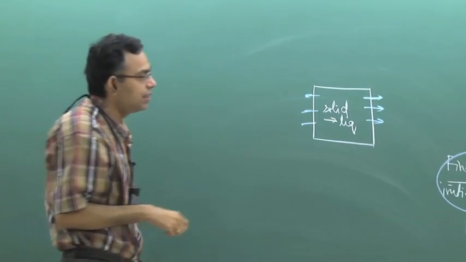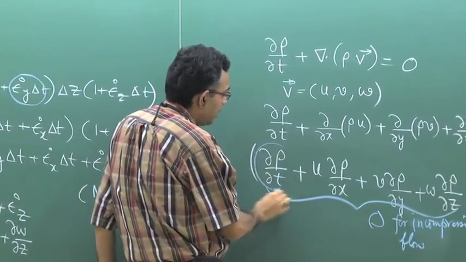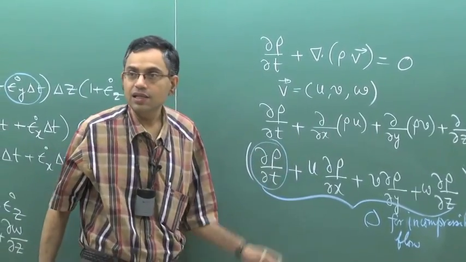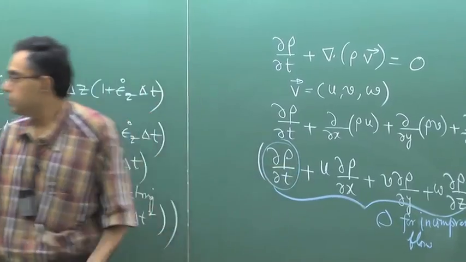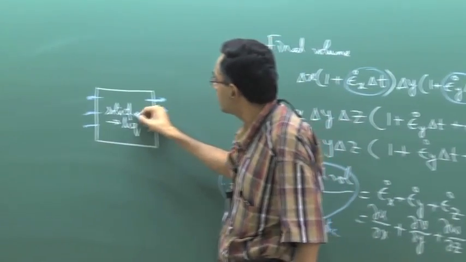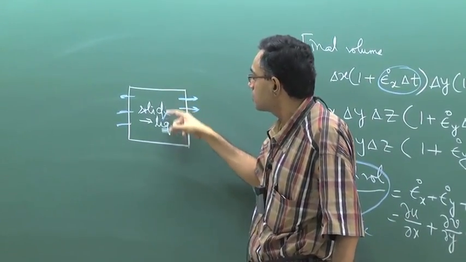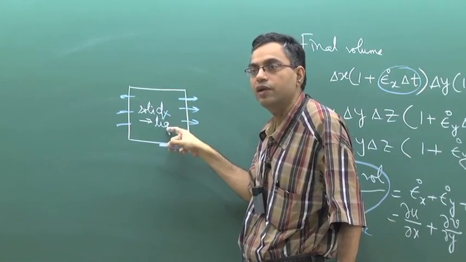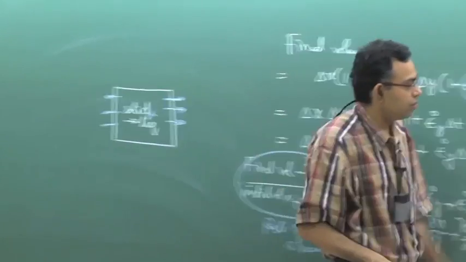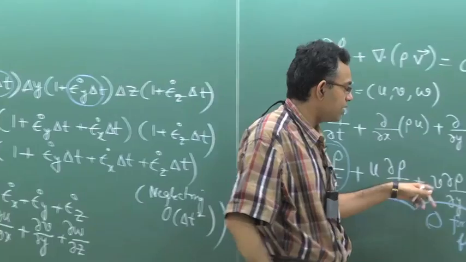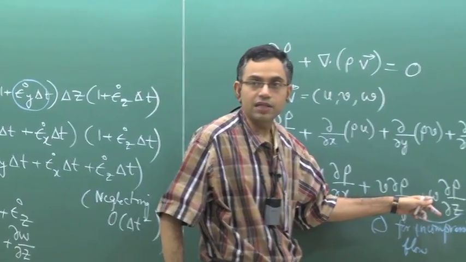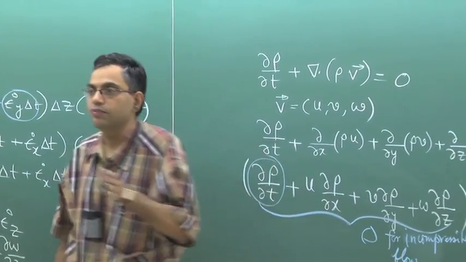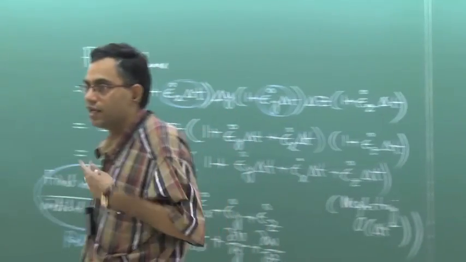So, what does it mean? Look at this term, del rho del t. What is this? This is the rate of change of density at a given location due to change in time. You have a del rho del t because at a given instant of time within the control volume the solid has changed to liquid, which are of different density. Then you have these flow terms, u del rho del x, v del rho del y and w del rho del z. These are advective components of the change in density.